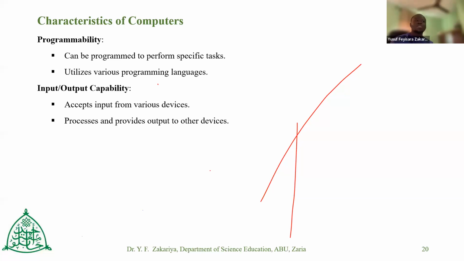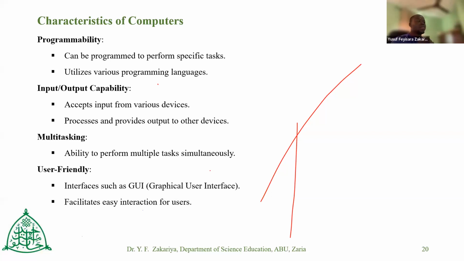Then we also have the input and output capability. A computer can take some instruction and it can also display some information for you. And a computer can actually multitask. Video, audio, text, at the same time you are taking the three: video, audio, and text. This is what we call multitasking, the ability to perform multiple tasks simultaneously.